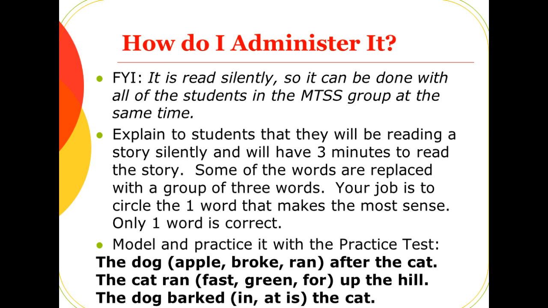I then keep on reading, and I read the cat ran. I think fast would make the most sense. The cat ran fast up the hill. And then I continue reading. The dog barked at the cat. So then what my story would say was, the dog ran after the cat. The cat ran fast up the hill. The dog barked at the cat.